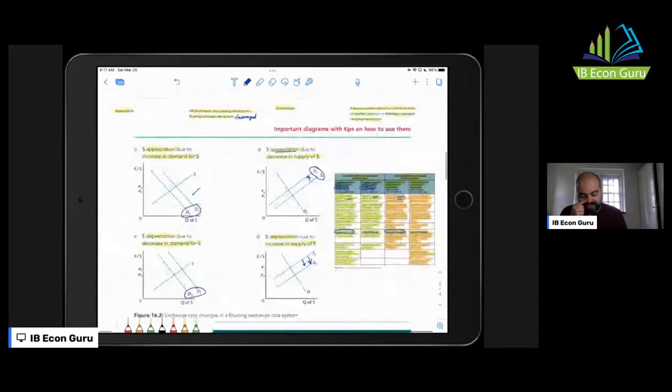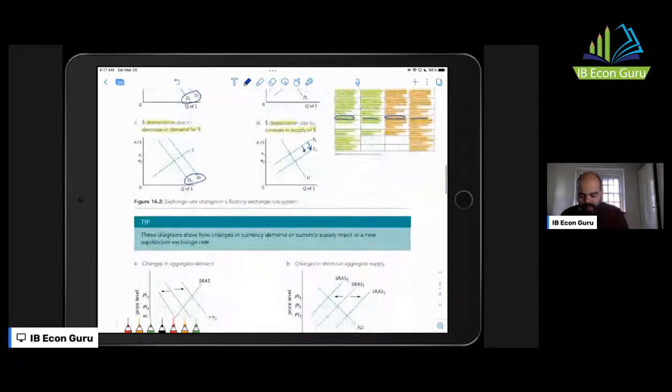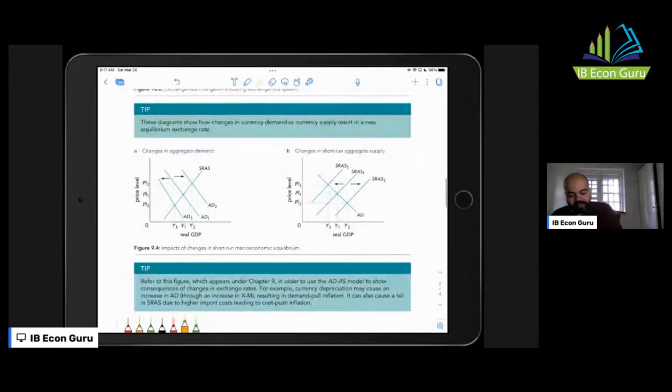So these are the factors that would cause, remember, appreciation or depreciation, and they are all linked to demand and supply. Well, what about the consequences? So let's look at the other side: the consequences of appreciation or depreciation.